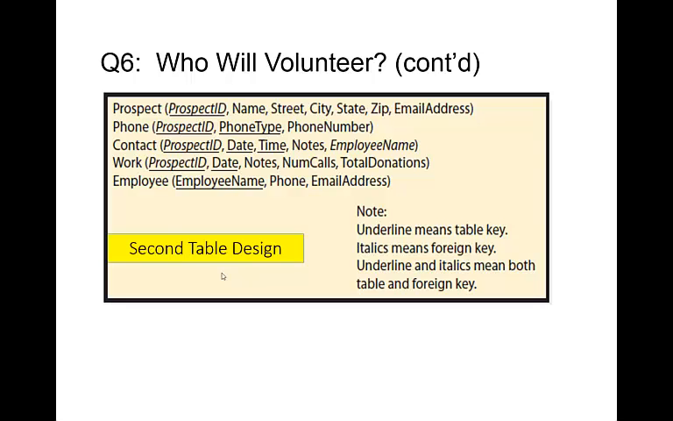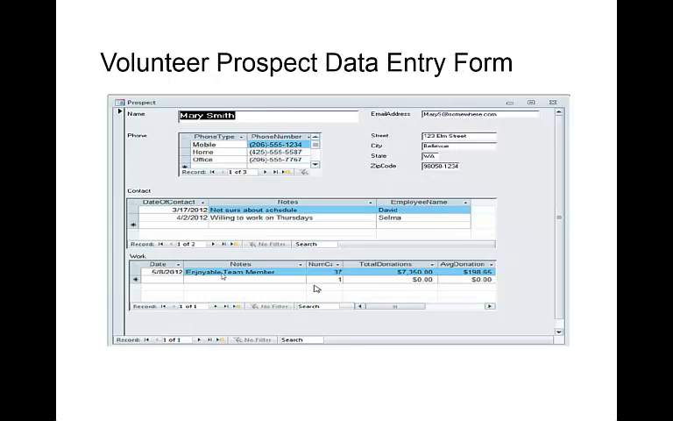And once you have your table design, now you can go about creating your actual database. You might end up with a form that looks something like this. Here's a form that contains a whole lot of information about this prospect, like a name, Mary Smith, her various phone numbers, the contact, when we contacted her, by whom, and the history of their work. Pretty cool, huh? So now we've got a powerful tool that the fundraisers can use to help identify good prospects.